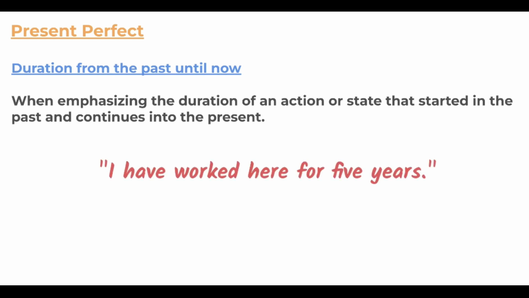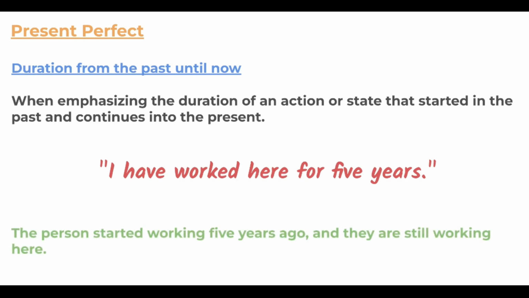I have worked here for 5 years. So what do we gather from this sentence? Well, you're still working, the subject is still working here as far as we know. We're just thinking about the time frame up until the present here. So 5 years ago, this person started working and they are still working. So that connection's a bit clearer here to the present.